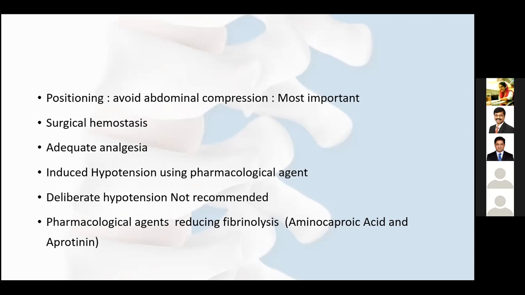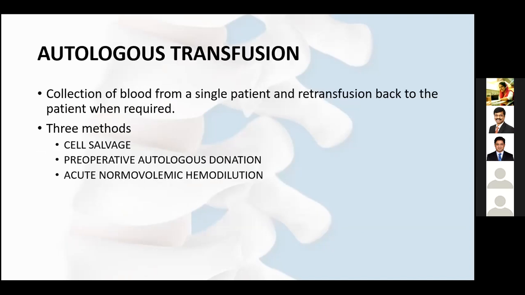Pharmacological agents like tranexamic acid and aprotinin can be used. And a word about autologous transfusion: it is the collection of blood from a single patient and retransfusion back to the patient when required. There are cell salvage, preoperative autologous donation, and acute normovolemic hemodilution.